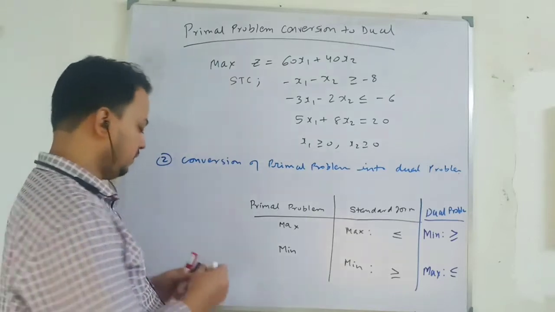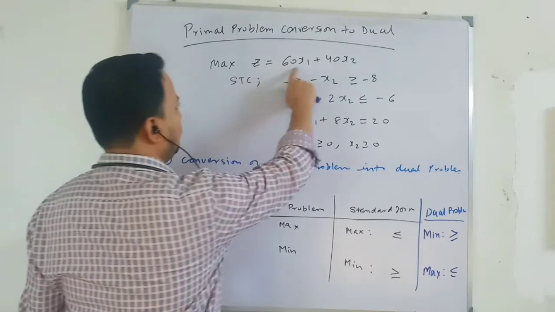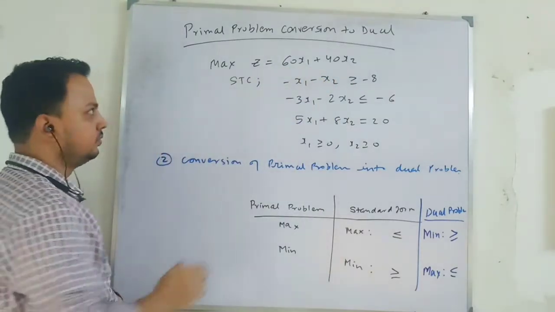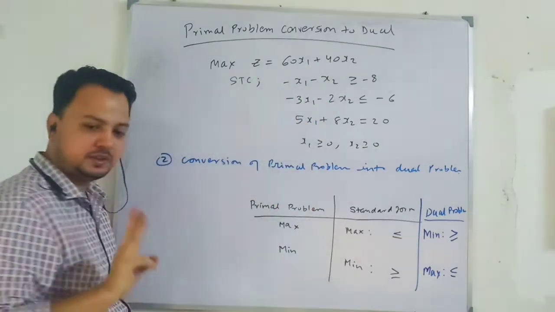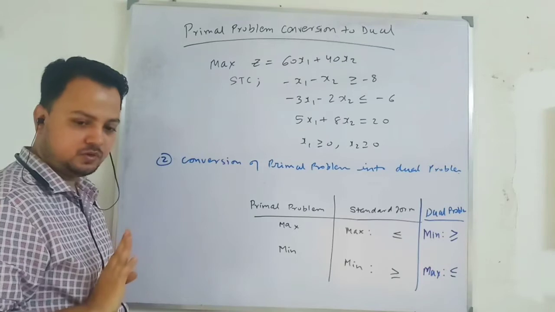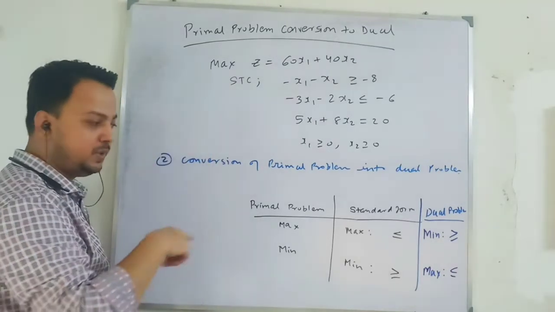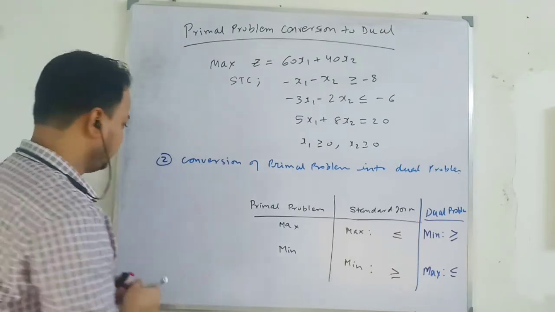Okay. Third one. So how many variables do you have here? 2 variables. How many constants do you have here? 3. Okay. So the number of variables in the primal problem will become the number of constants in the dual problem, and vice versa. Third one.